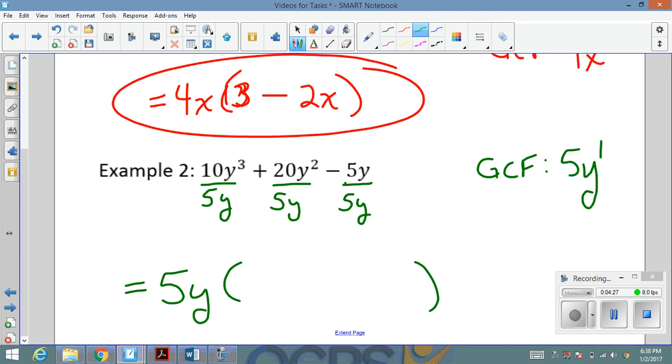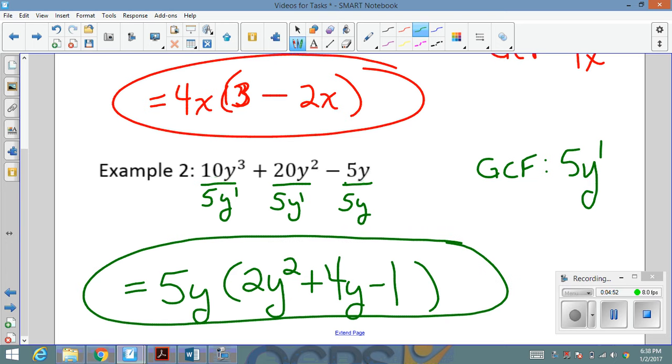So 10 divided by 5 is 2. y cubed divided by y is y squared. 3 minus 1 is 2. Plus 20 divided by 5 is 4. y squared divided by y is y. Minus 5 divided by 5 is 1. y divided by y is 1. So that is my final answer.